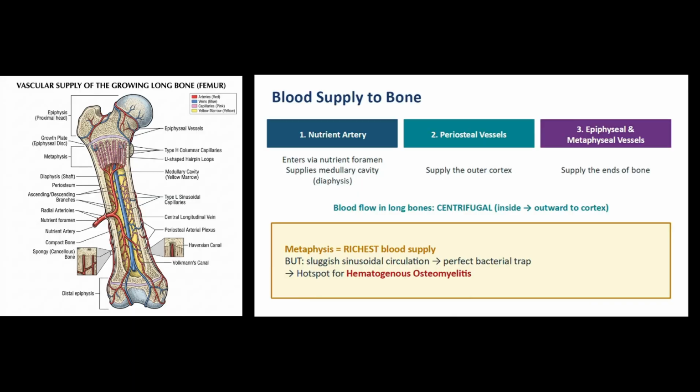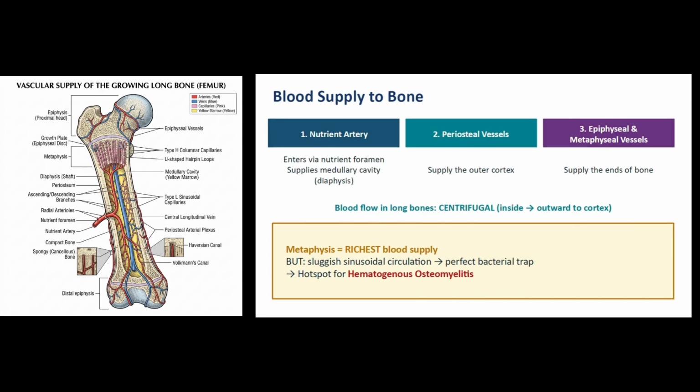And let's talk about the blood supply to bone. There is one main artery called the nutrient artery, which goes inside the nutrient foramen and supplies the medullary cavity and the diaphysis. And there are also other vessels, some of which supply the outer cortex of the bone. These are called periosteal vessels. And also epiphyseal and metaphyseal vessels. They supply the ends of the bones. And the blood flow in long bone is centrifugal.